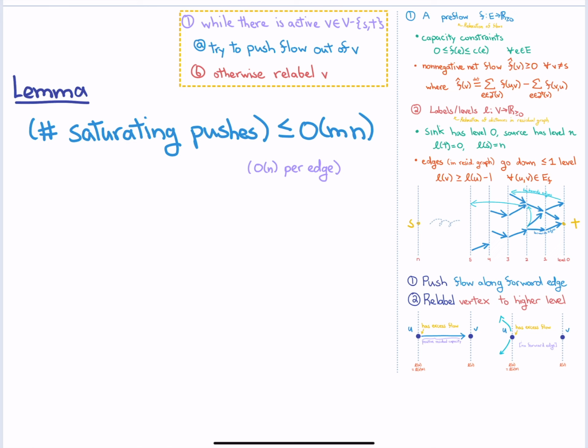Saturating pushes. So this means I push so much flow, I use up all the capacity on the edge. The claim is that we have at most m times n saturating pushes. Why? I'll give a hint. Really, the claim is that for a single particular edge, as it kind of moves around, I'll only do a saturating push n times. So that's when you use up the entire capacity of the edge and you remove it from the residual graph. I'm claiming that can only happen to a particular edge about n times.